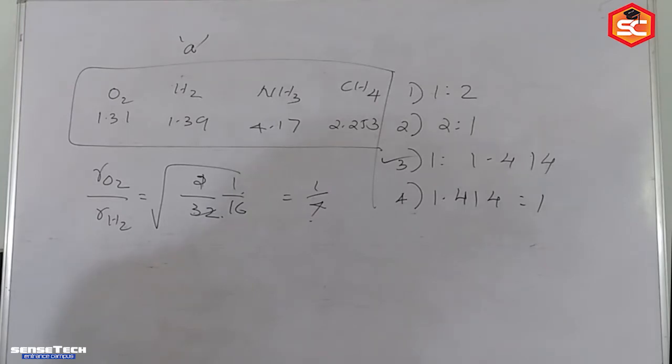A gas such as carbon monoxide would be most likely to obey the ideal gas law at what condition? Low pressure and high temperature.